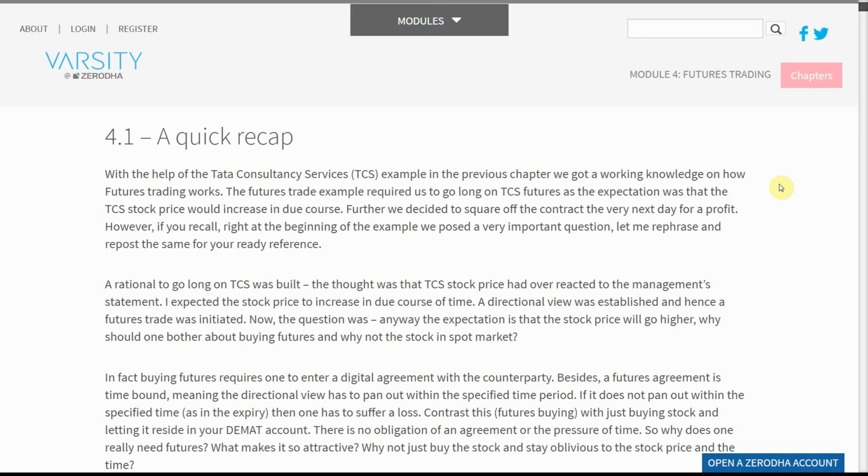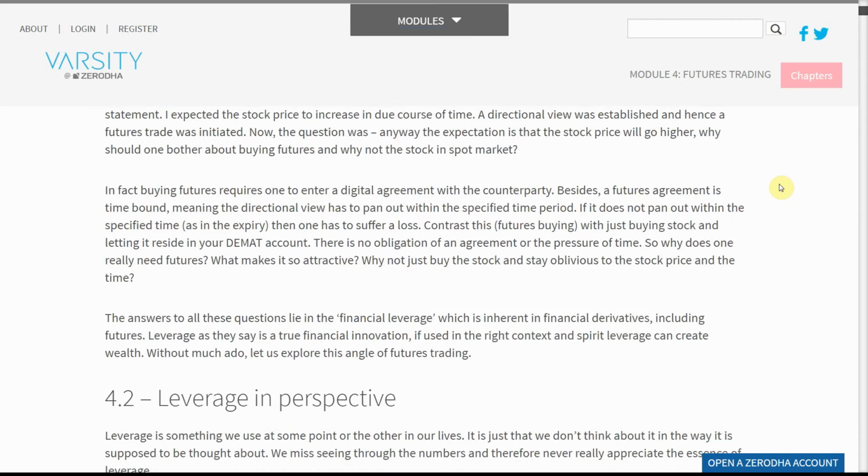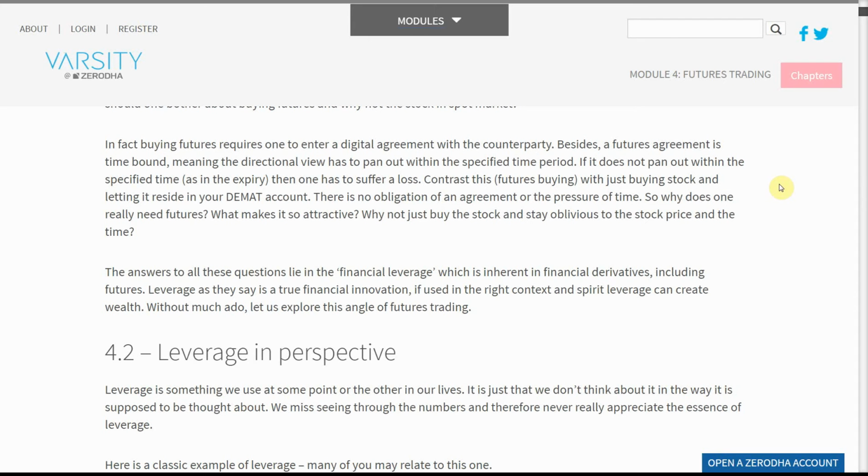In fact, buying futures requires one to enter a digital agreement with the counterparty. Besides, a futures agreement is time-bound, meaning the directional view has to pan out within the specified time period. If it does not pan out within the specified time, as in the expiry, then one has to suffer a loss. Contrast this futures buying with just buying stock and letting it reside in your Demat account. There is no obligation of an agreement or the pressure of time.